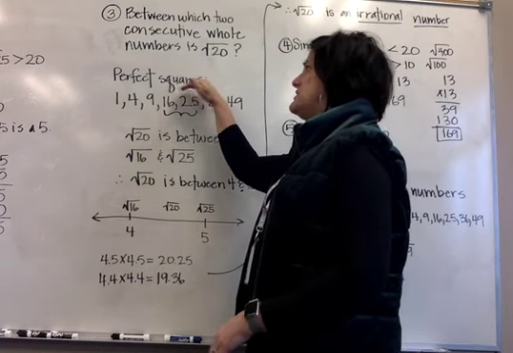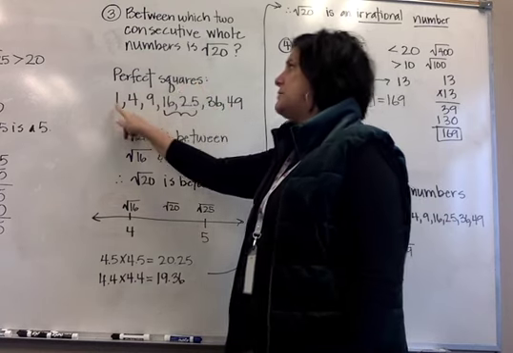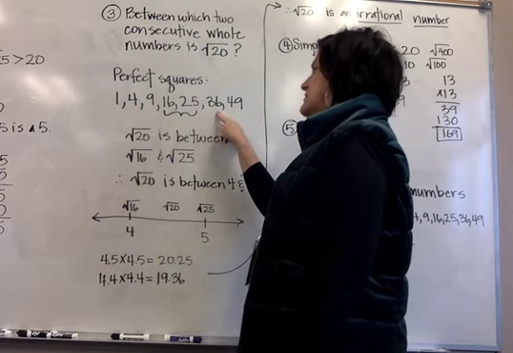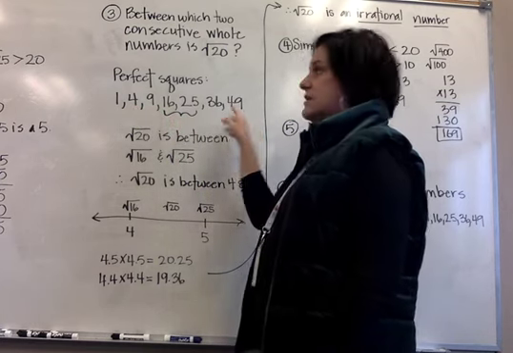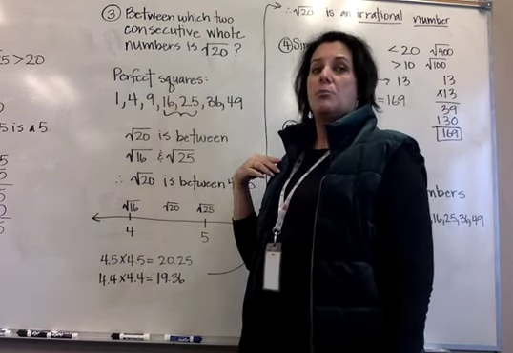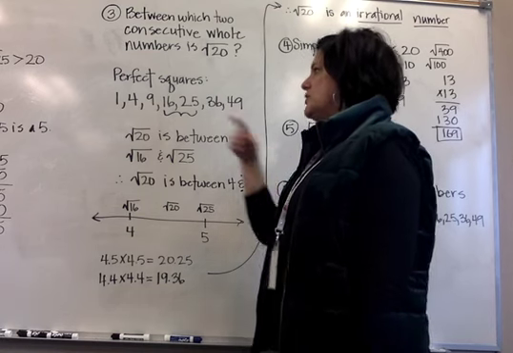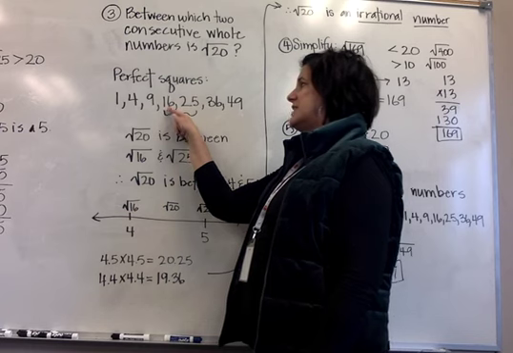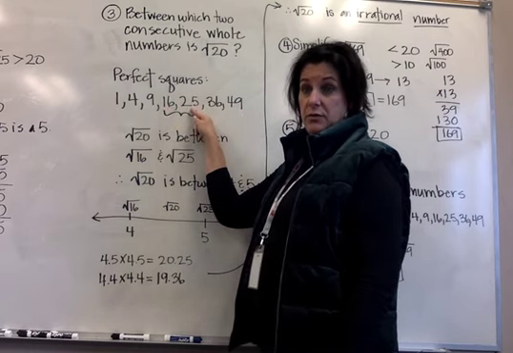So the first thing we do is we start listing perfect squares. That'd be 1 times 1, 2 times 2, 3 times 3, 4 times 4, 5 times 5, 6 times 6, 7 times 7. So 1, 4, 9, 16, 25, 36, and 49, those are considered perfect squares. The square root of 20 is somewhere between the square root of 16 and the square root of 25.